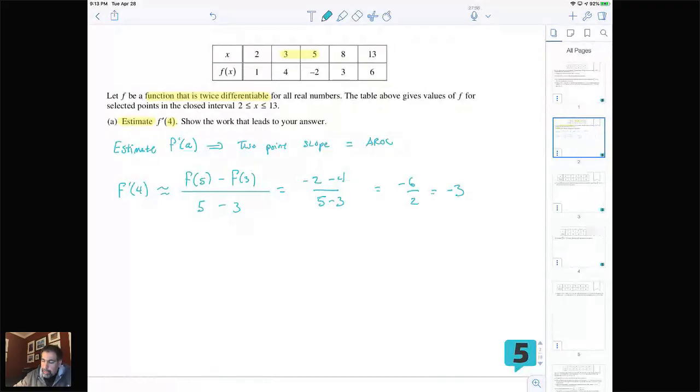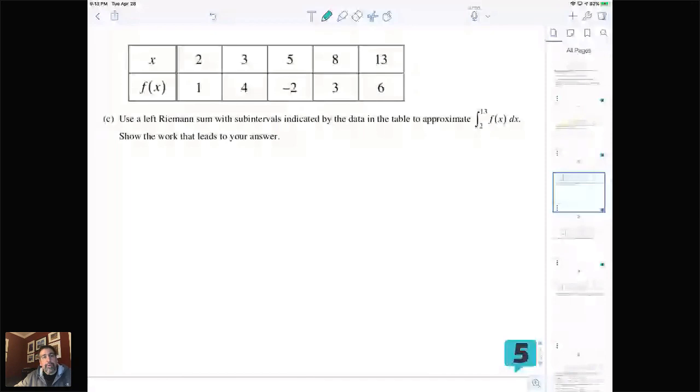So the second question I want to look at is another very common question they like to ask. And you'll notice in the first problem, they asked us to estimate a derivative. Well, in the second problem, they're asking us to estimate an integral. And these are the two biggest tools of AP calculus. So it's not surprising that they'd ask us to do this. So in this case, they're asking us to do a left Riemann sum. Okay, so I hope that you're all familiar with Riemann sums. Riemann sums are a way of using geometry to help us approximate the value of an integral. We're going from 2 to 13 in this problem, and it's of f of x dx. And we are using the subintervals indicated by the data, okay?